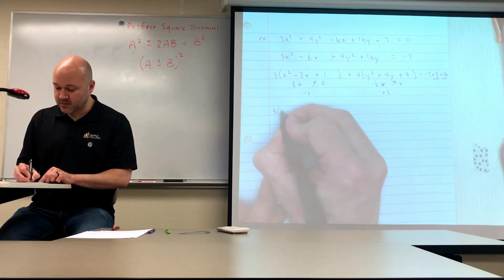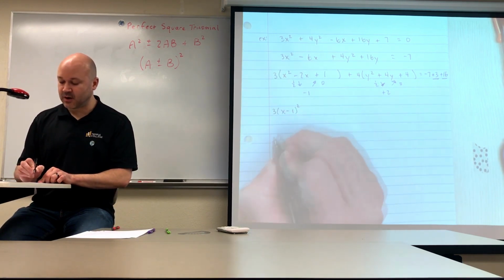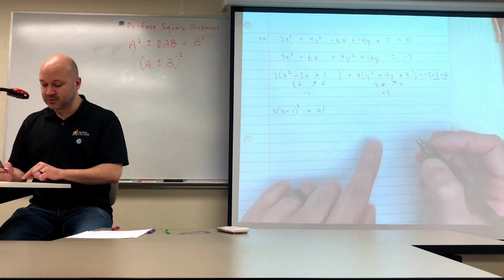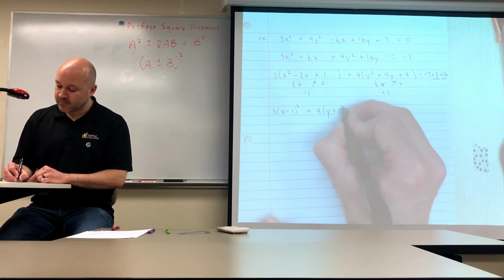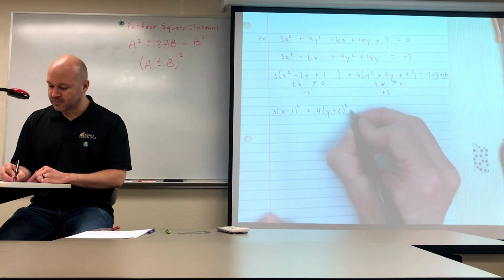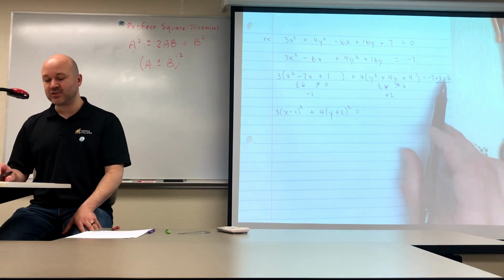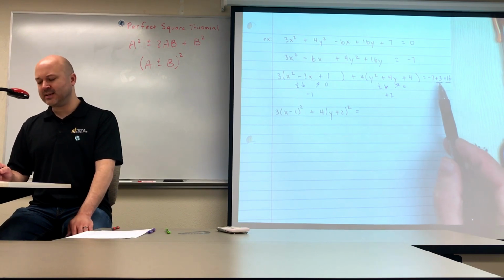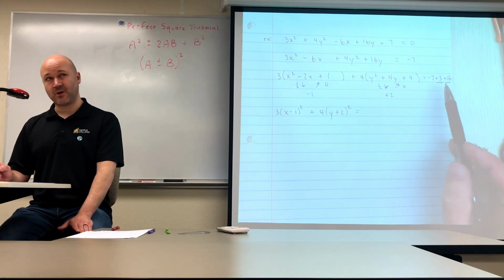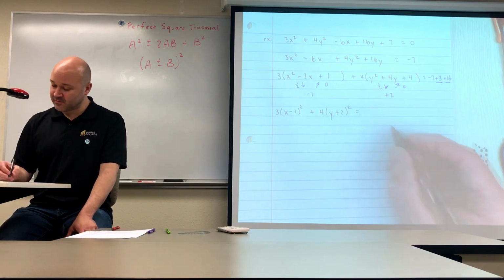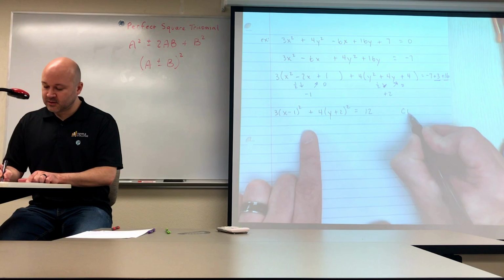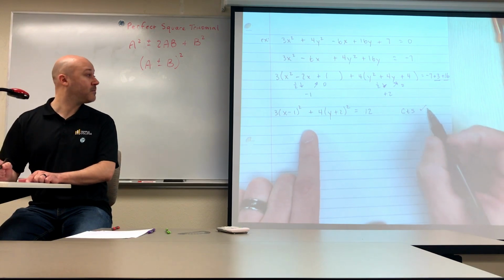3 times (x minus 1) quantity squared, plus 4 times (y plus 2) quantity squared, equaling, on the right, I just have a lot of numbers. Let's see, -7 and 3 is -4, -4 and 16 is 12. We have completed the square.